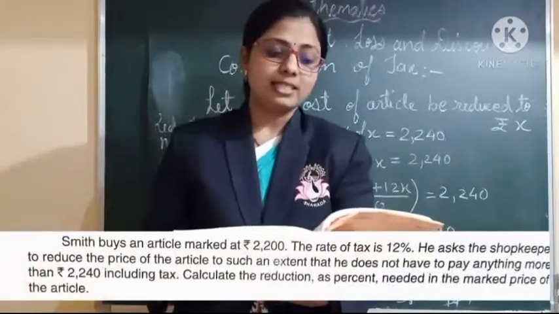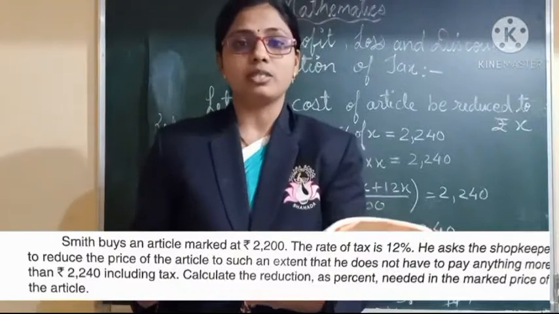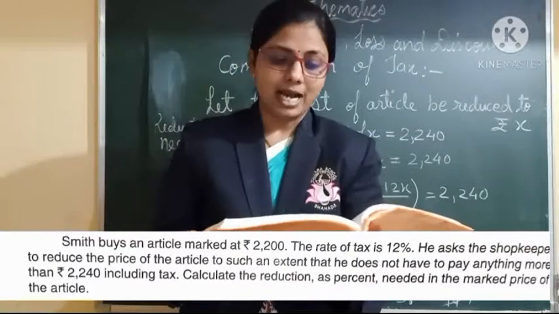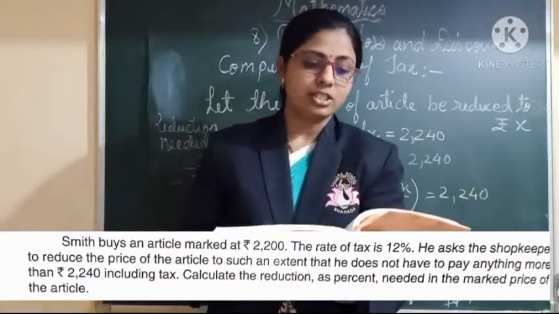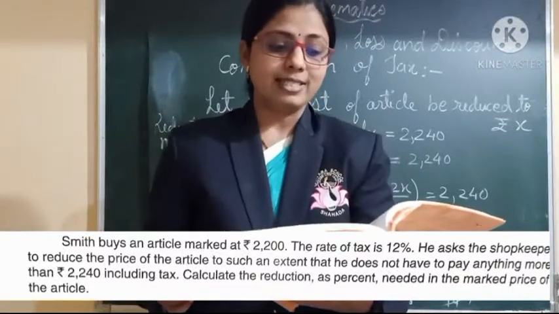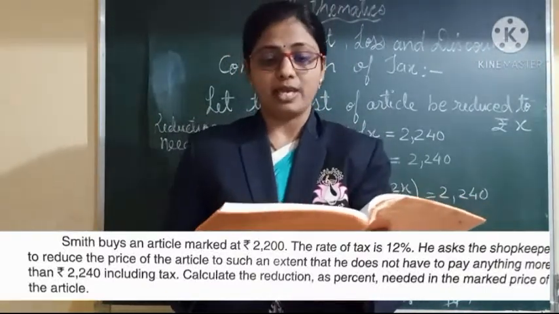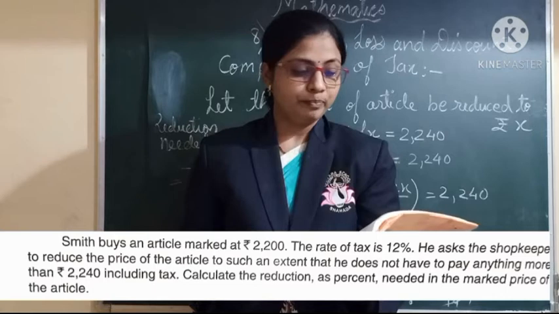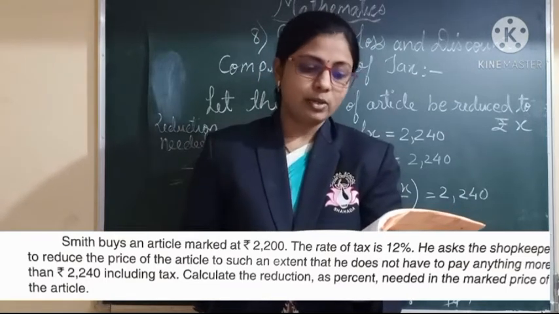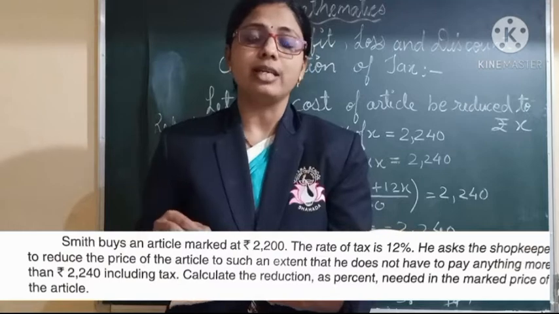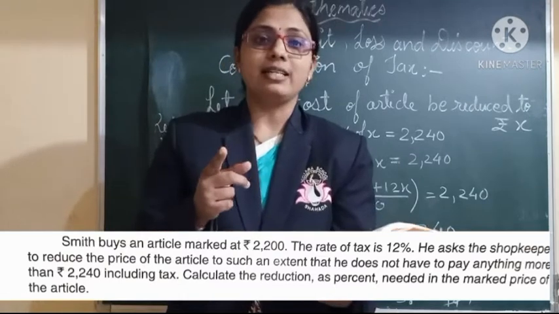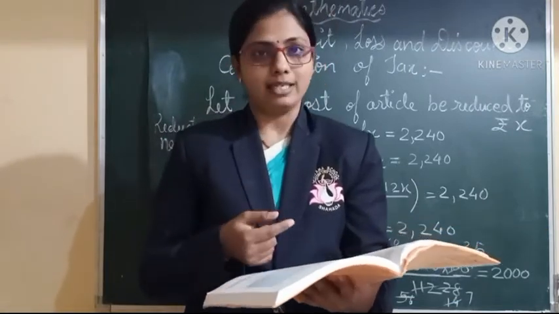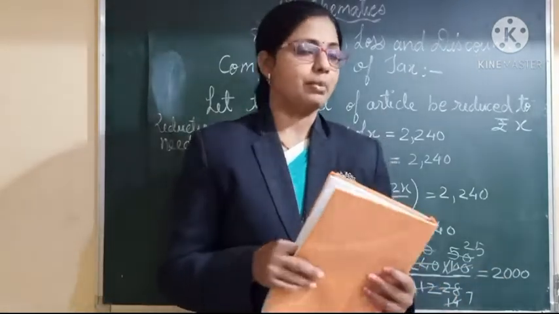Smith buys an article marked at rupees 2,200. The rate of tax is 12%. He asks the shopkeeper to reduce the price of the article to such an extent that he does not have to pay anything more than rupees 2,240, including the tax. The calculations we have to do here are: how much is the reduction, what is the percent of that, and how much is the needed price of the article. So let us have a look at the example.